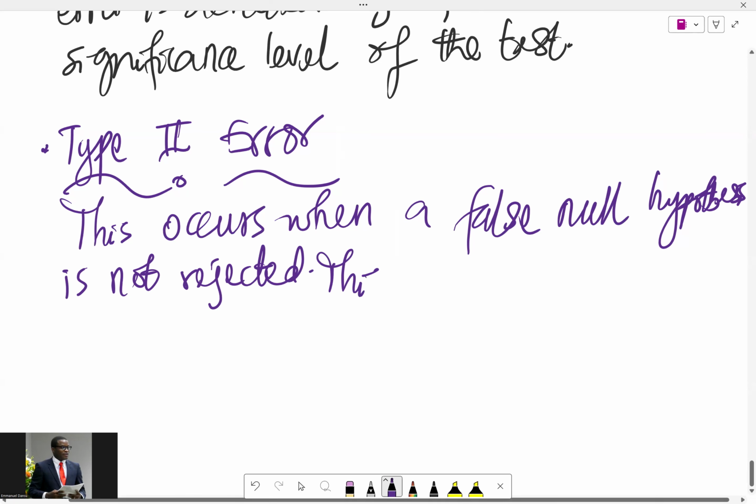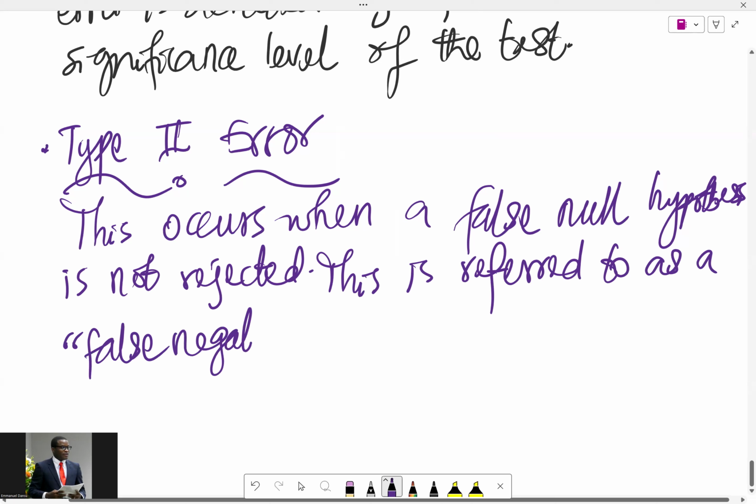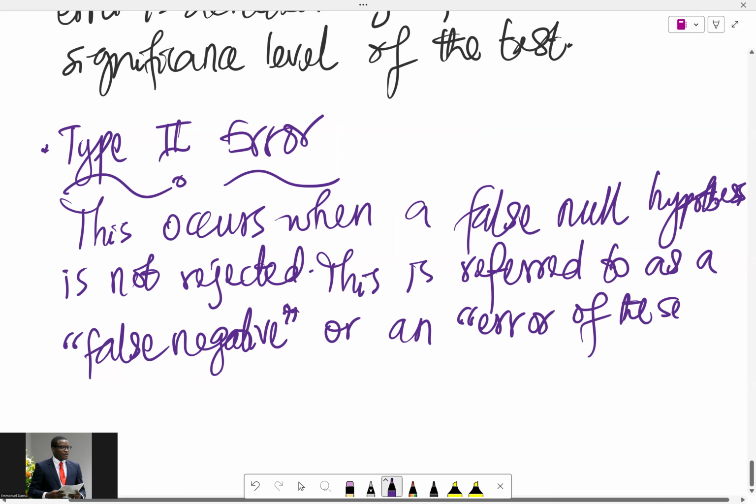So this is referred to as a false negative. It's a false negative, accepting the wrong. Or an error of the second kind. An error of the second kind.